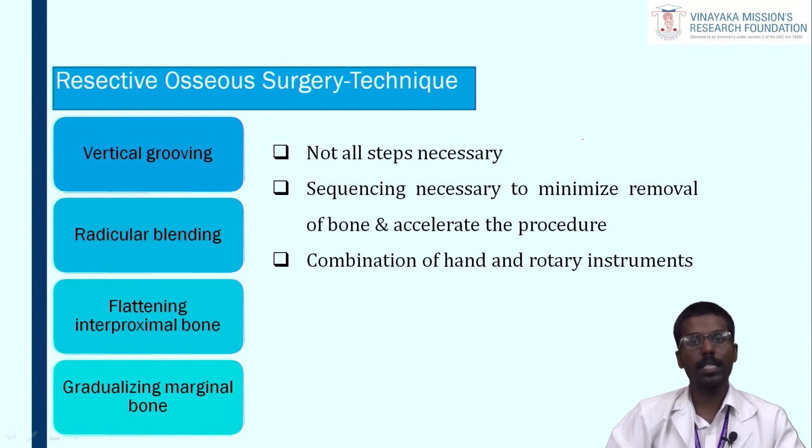Now coming on to the four techniques by which we are going to do this resective osseous surgery. One is the vertical grooving, the next one is the radicular blending, that is you are going to blend the vertical grooving which you are going to provide. The next one is the flattening of the interproximal bone. The last one will be the gradualizing of the marginal bone.